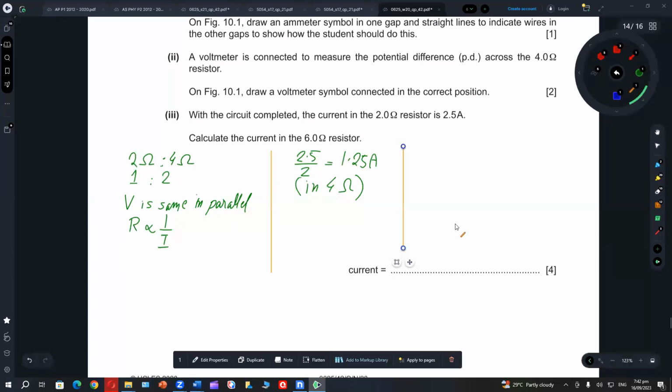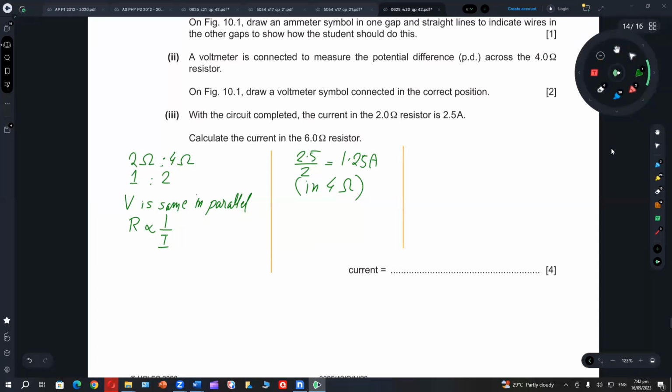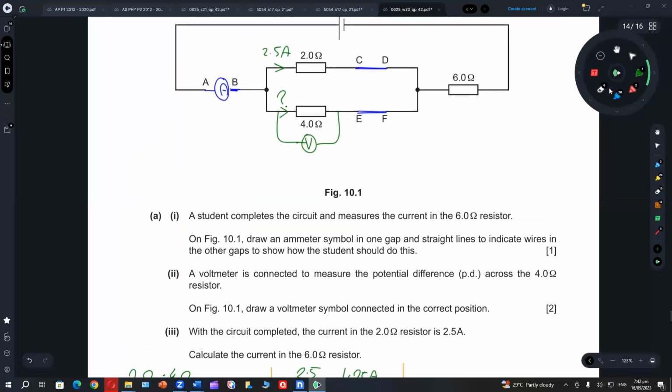I got the current in the second resistor. I got here 1.25 ampere. How much current will come out here? How much current will come out at the question mark?